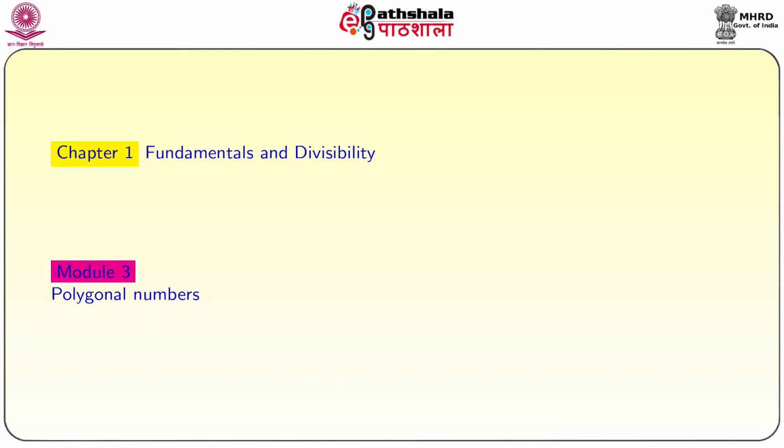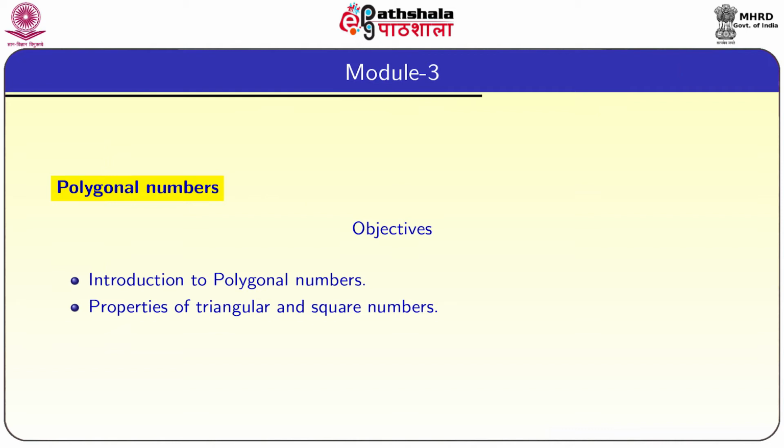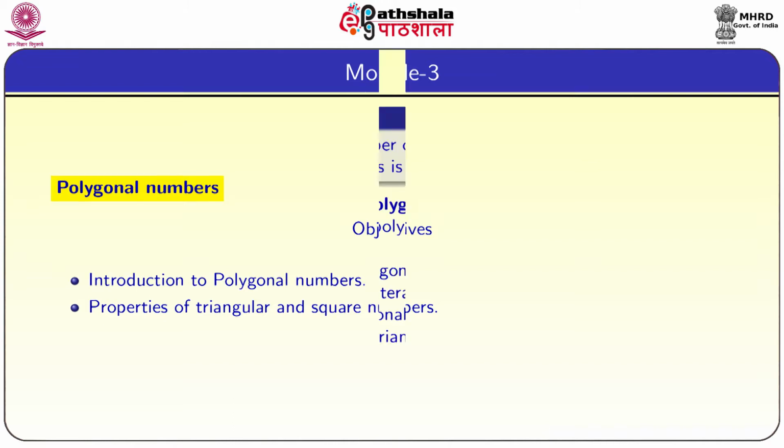So, now we are in module 3. Module 3 is about polygonal numbers. These are the learning objectives: an introduction to polygonal numbers, and next we will see a few properties of triangular and square numbers. These triangular and square numbers are also polygonal numbers, but it is difficult to cover all the polygonal numbers, so we will confine ourselves to properties of triangular and square numbers.